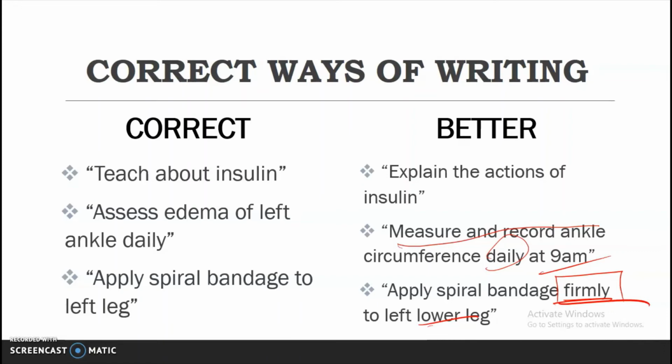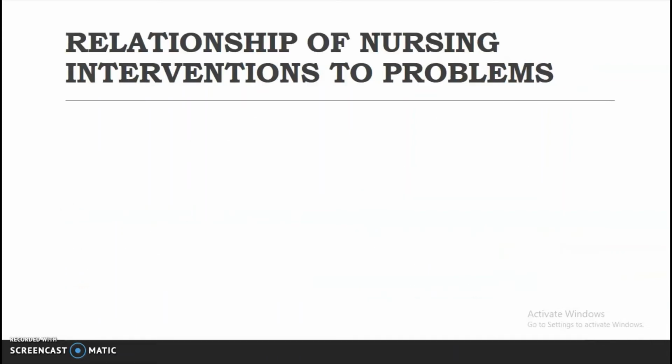Okay, again, the correct part or the correct column here can also be used. However, it is better if you're going to write it more precisely and more specific. Okay, and so what is now the relationship of nursing interventions to problems? Again, nursing interventions are the actions of the nurse that will address the prioritized problem, okay, and these nursing interventions will answer the goals that were set by you together with the patient.